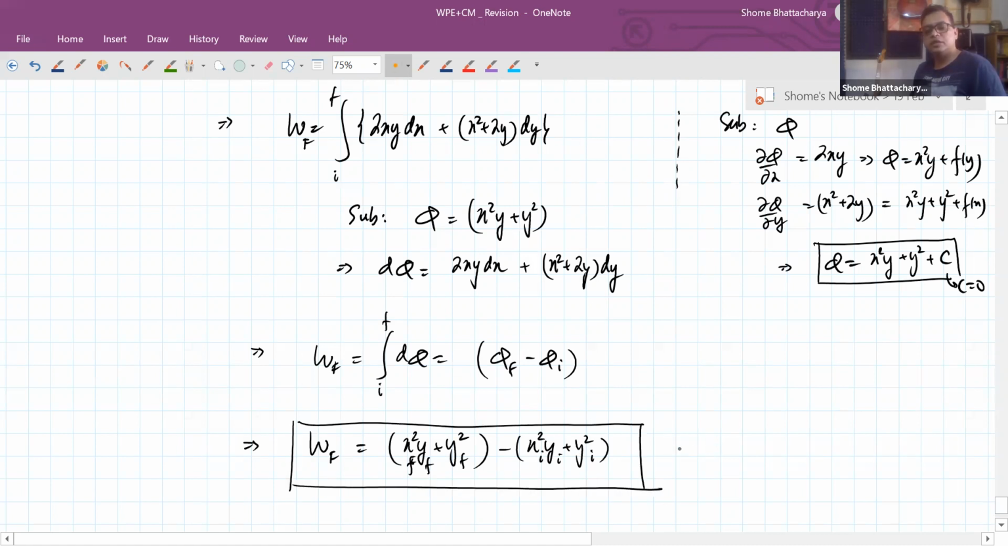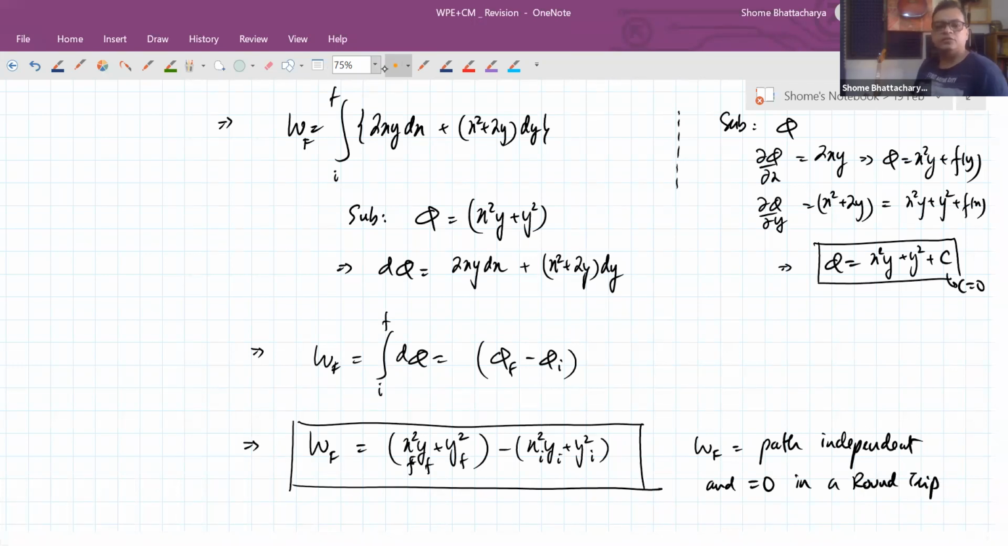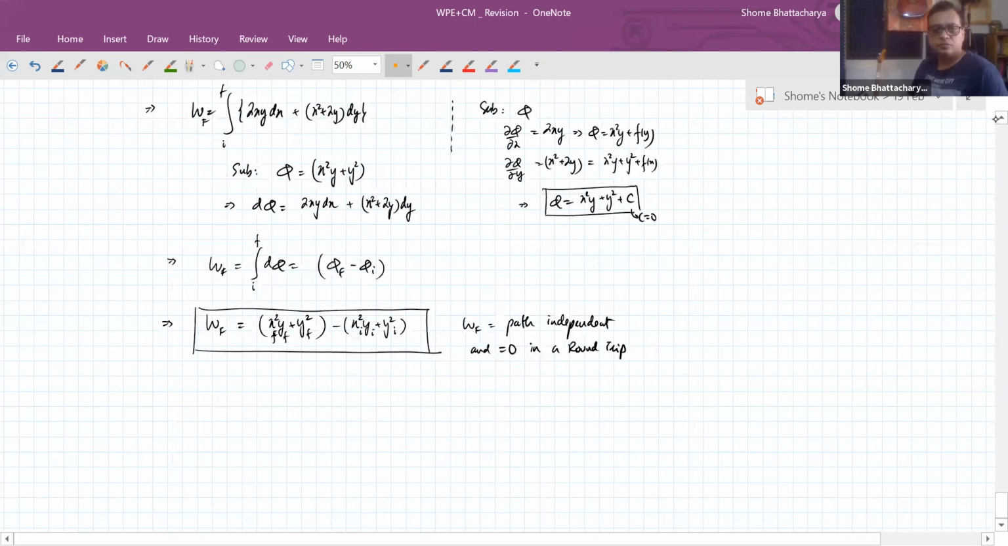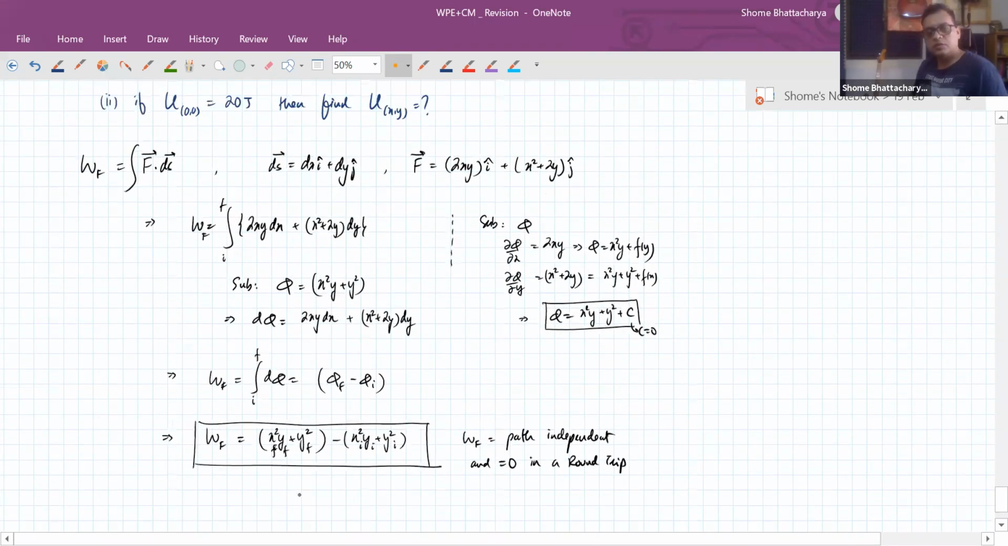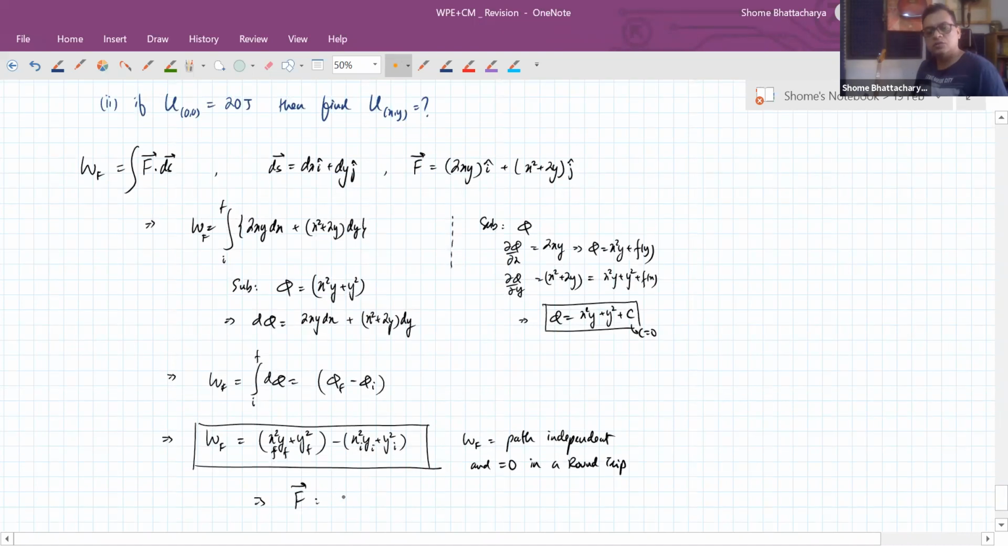And we'd be able to see that this work done by F is path independent and equal to 0 in a round trip, which proves the point that the force is conservative. So this proves that the force is conservative.